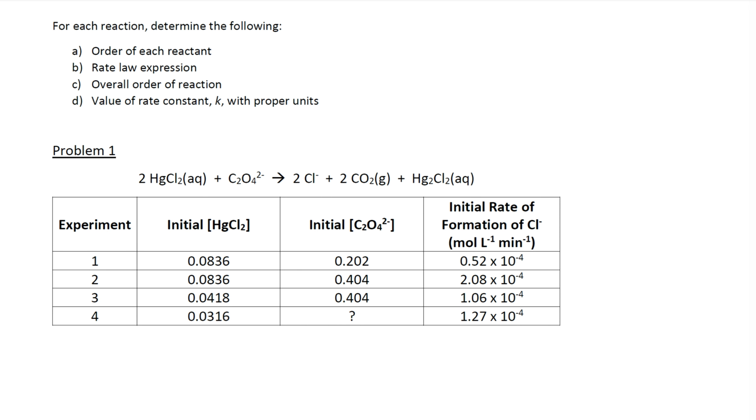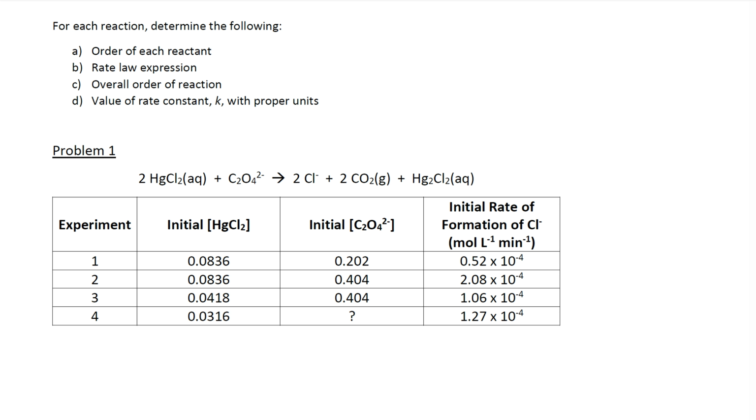All right, we have a given reaction and they would like us to determine each of the following: the order of each reactant in the reaction, the rate law expression, the overall order, and then the value of the rate constant, baby k, with the appropriate units. So my first thing is to write out the generic rate law for this reaction.